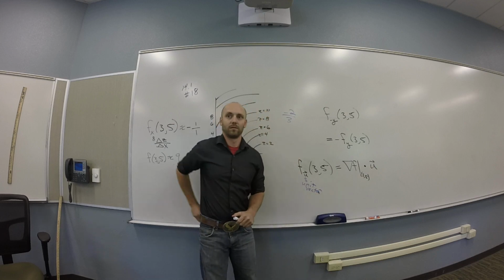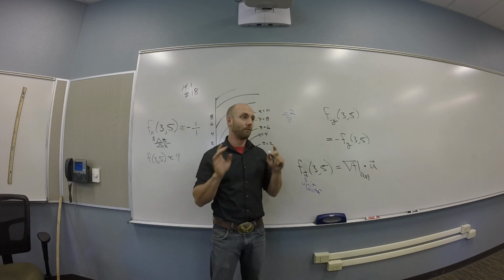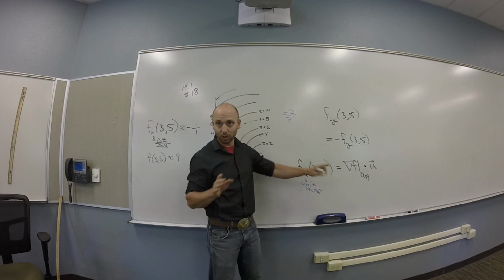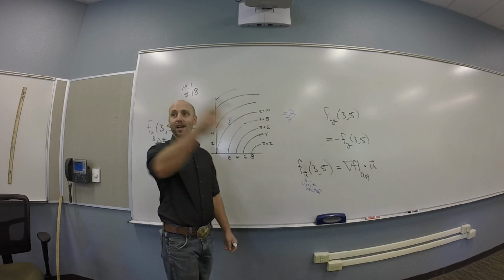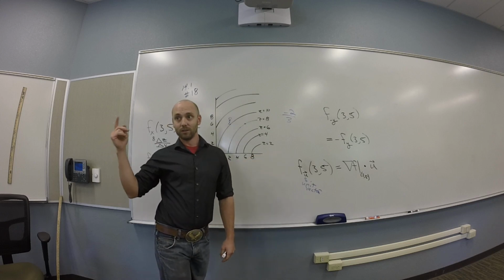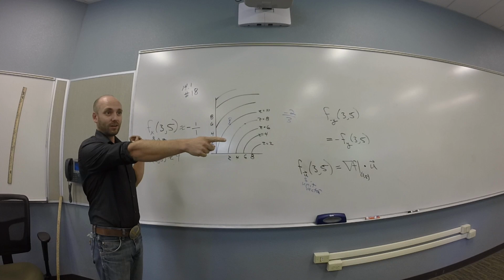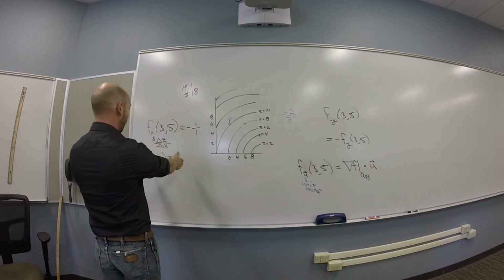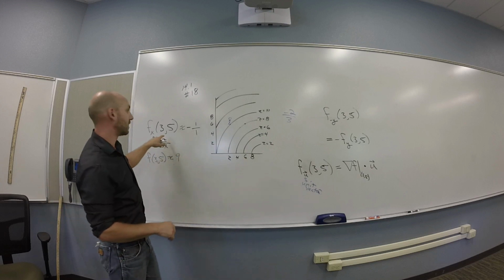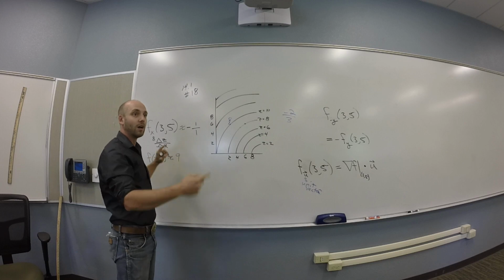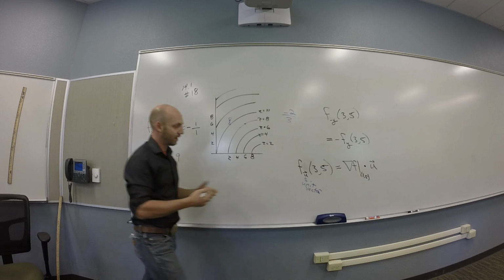Wait, so u in this case is (3,5)? Yeah, so the u in this case is undecided. The point (3,5) is where I'm standing, and then u is which direction I'm looking in. For f_x, I'm looking in the i direction. For f_y, I'm looking in the j direction. Like (1,0) or (0,1)? Yeah, so in my two examples of f_x and f_y, I'd be looking in the (1,0) and (0,1) directions.